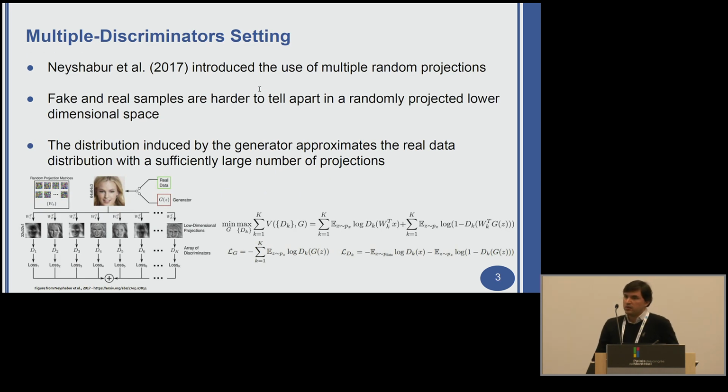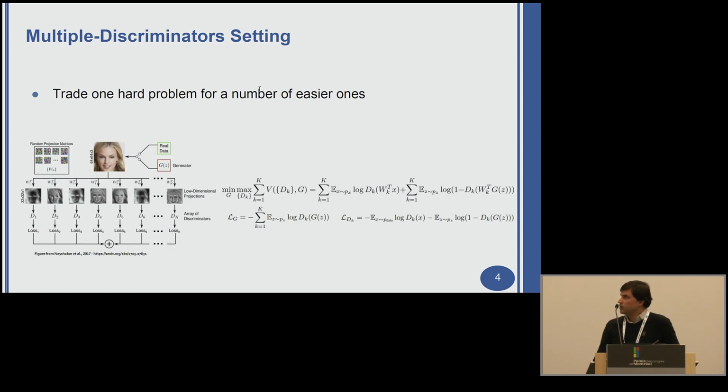This is the setting that we build upon. It was introduced by Neyshabur and his collaborators in 2017. What they do is they have one generator and a set of discriminators, and each discriminator sees a randomly projected lower dimensional version of the inputs. And what they claim is that discriminating real and fake samples in this space is harder, and this kind of regularizes the discriminators. They also prove that the more random projections you are able to approximate, the closer you are in the original space as well. So what they do is pretty much trading a hard problem for a set of easier subproblems.